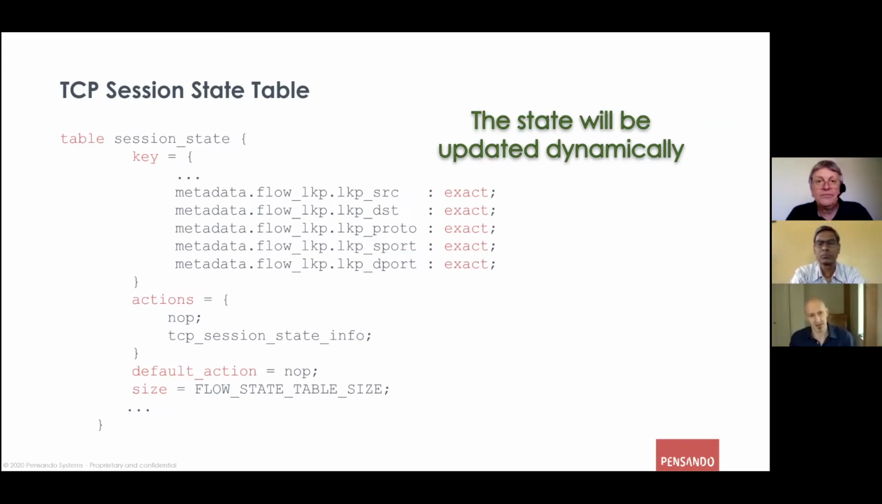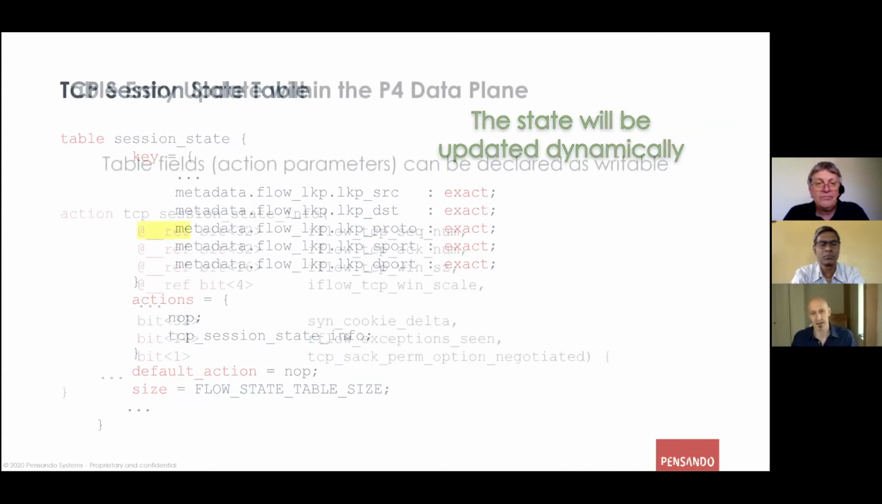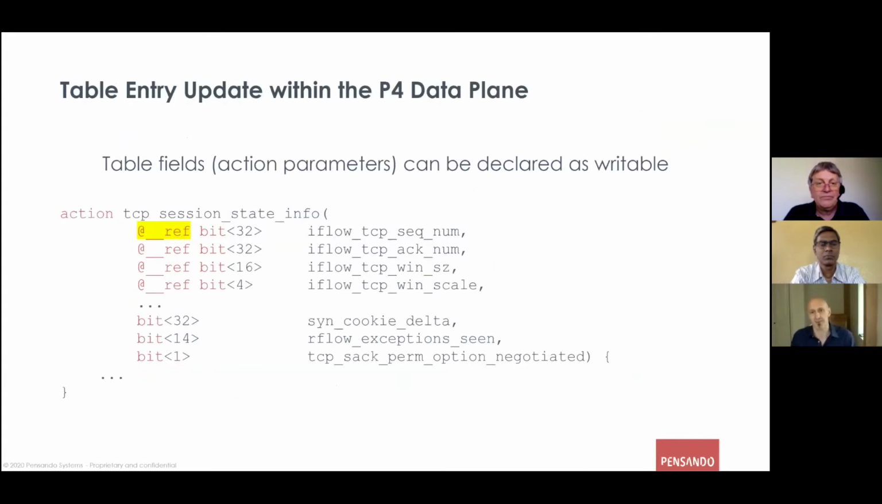This is the declaration of the table. We just see, you know, we declare a table with a key that is the identifier of the connection. Obviously, this is just a snippet of the code, but these are the essential pieces of information, the 5 tuple. And this table has one action, which is called TCP session state info. And there is where now we are going to see the enhancement that we are using here.